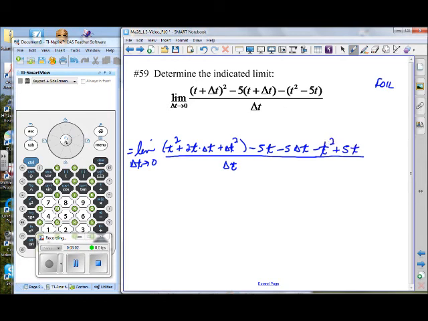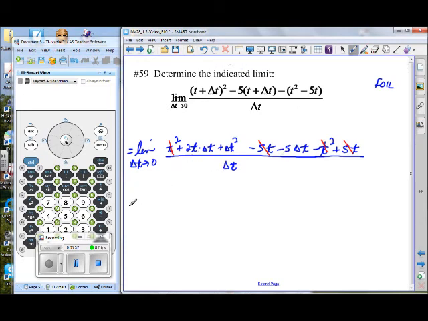Now at this point, I'm going to go back and erase those parentheses because we really don't need them in here anymore. And I'm also going to consider, are there any terms that I can cancel out? So here's a T squared and a negative T squared. Here's a 5T and a negative 5T. And I'll look at it. This is 2T delta T, delta T squared, negative 5 delta T. There's nothing more that I can factor out or cancel out.